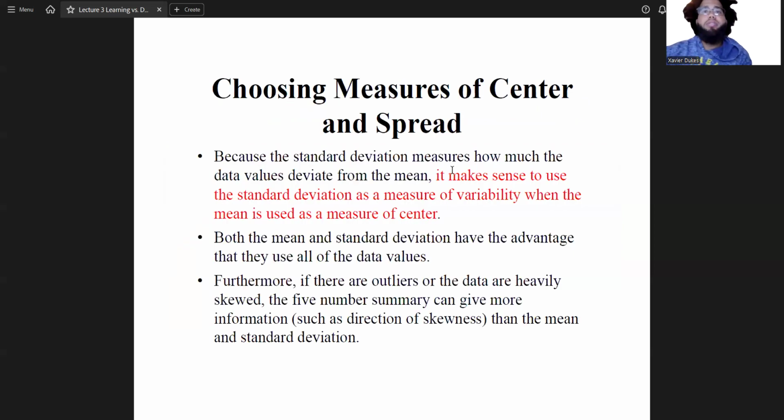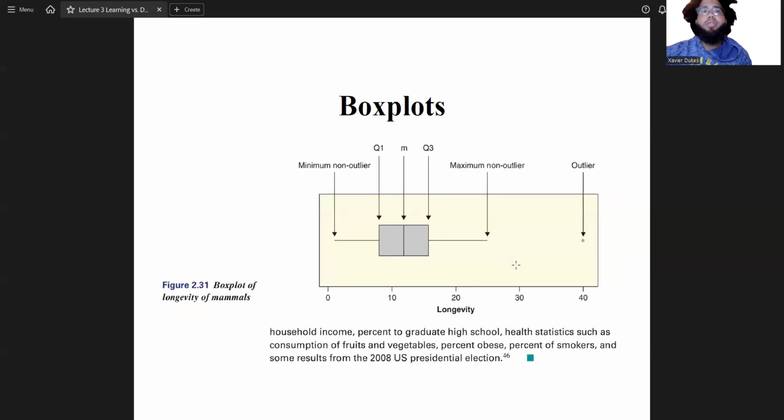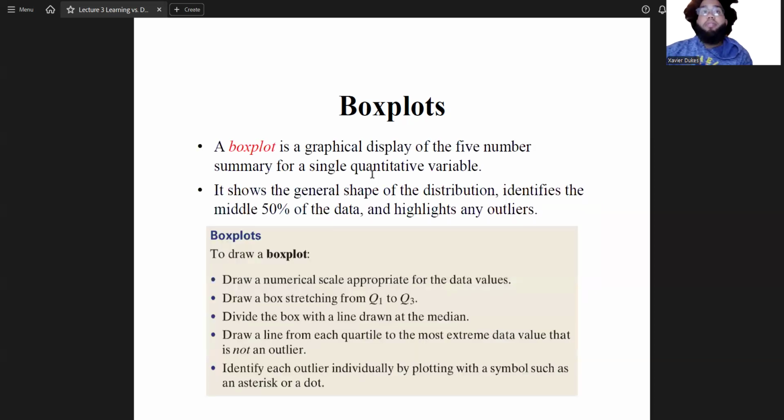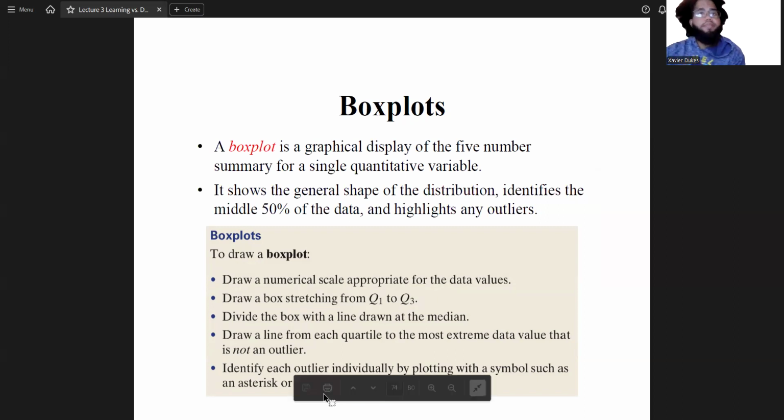Here would be an example of a box plot. This point falls outside of the non-outlier portion, so this would be considered an outlier. You have your median, and this is where about 75% of your data lies inside the box. And this is just to measure the maximum non-outlier. A box plot is a graphical display of the 5-number summary. It shows the minimum, the maximum, Q1, median, and Q3.